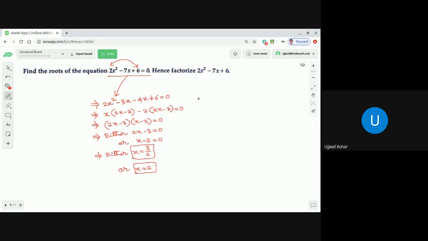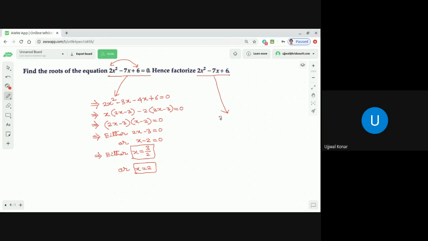Now, hence factorize. The thing is that the moment you start finding the roots, factorization becomes very simple. So how to factorize this one? We already found its roots, as the corresponding equation roots are 3 by 2 and 2.